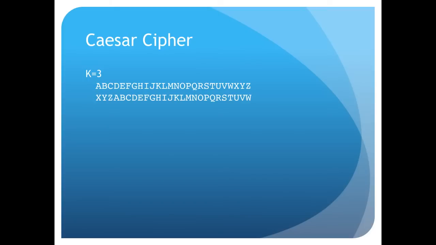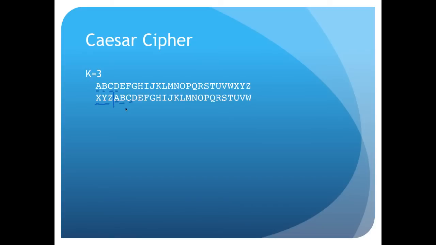And so here would be an example of a cipher. This is the normal alphabet, A, B, C, D, and so on, and we've shifted it over 3. So A, B, C, D, and then we wrap it around. When we get to W, we go back to X, Y, and Z.